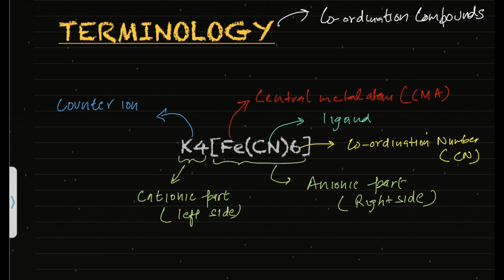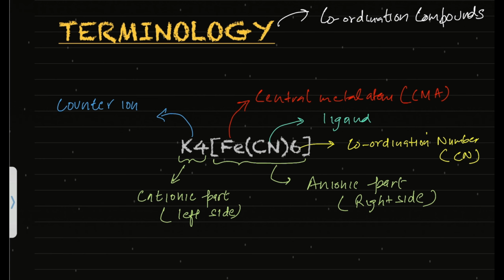Terminology of coordination compound. Terminology of the coordination compound को हम समझेंगे एक एग्जाम्पल से. मैंने लिया है यहाँ पर पोटेशियम फेरोसाइनाइड. Generally, the coordination compound contain two parts. The leftmost part is considered as cationic part and the rightmost part considered as anionic part. Here the potassium is counter ion and the square bracket consists central metal atom, ligand and the coordination number.